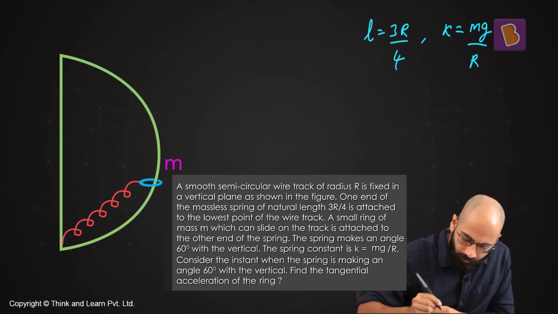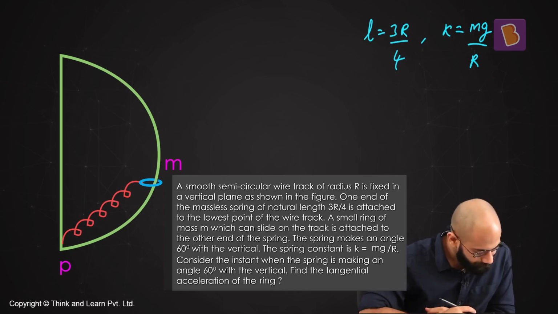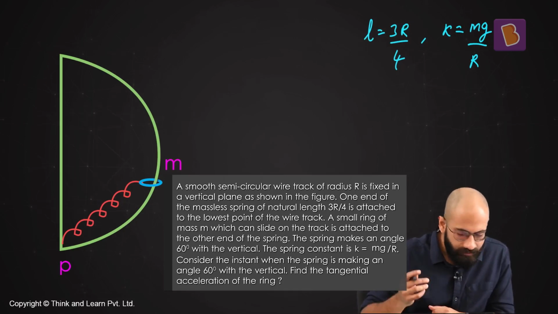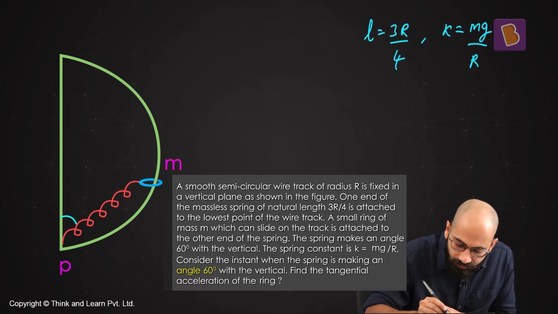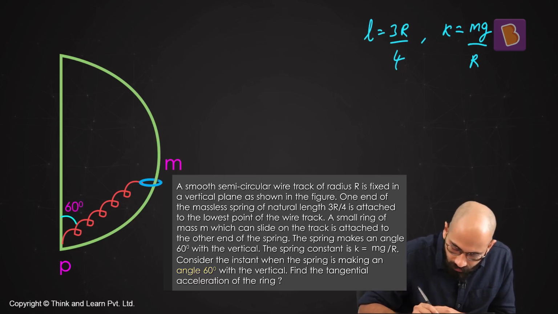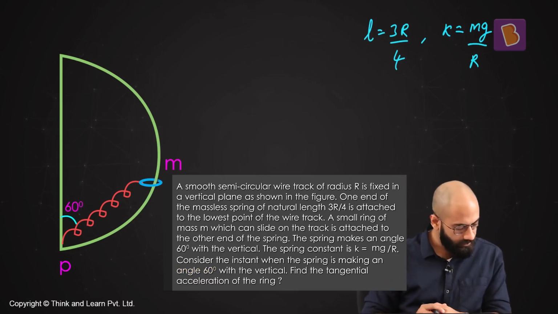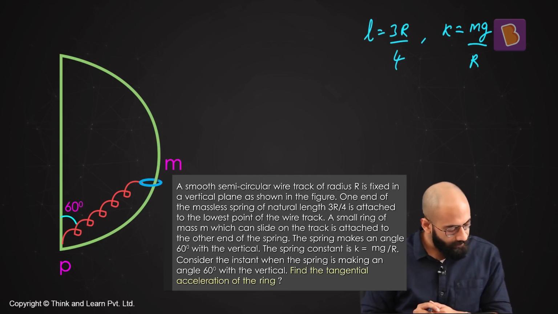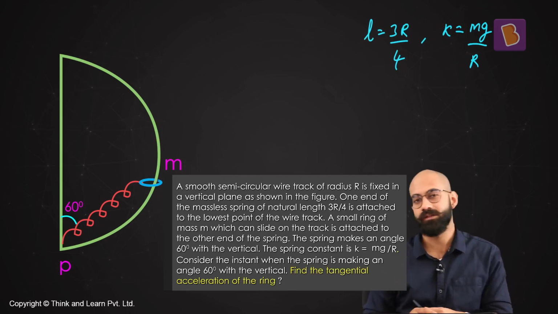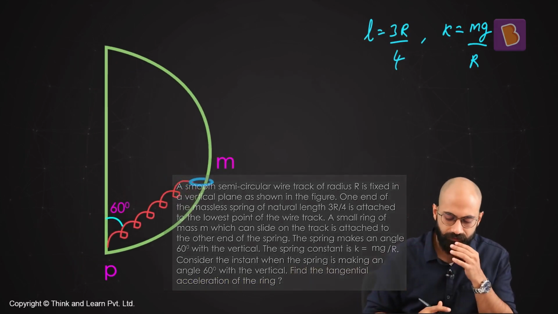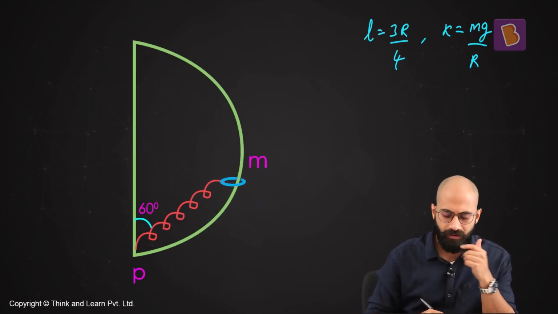Okay, this point is P. So the question says, consider the instant when the spring is making an angle of 60 degrees with the vertical. Consider this instant. And the question wants us to find the tangential acceleration of the ring. What will be the acceleration of the ring in the tangential direction? Okay, so how do we do this?